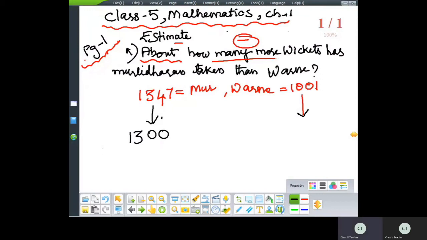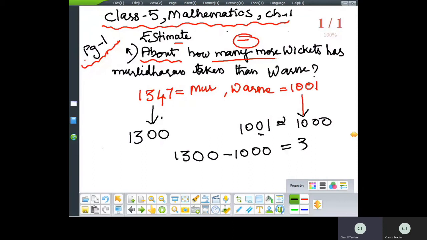Okay, so now what will you check? To round off to the nearest 100, you will check the tens place. The tens place is 0. So 0, 1, 2, 3, 4 means you will round off to the smaller side. The smaller side is 1000. So now find the values orally, do it in your mind. 1300 minus 1000. How much did you get? 300 wickets. And 300 wickets is the approximate value, not the exact.